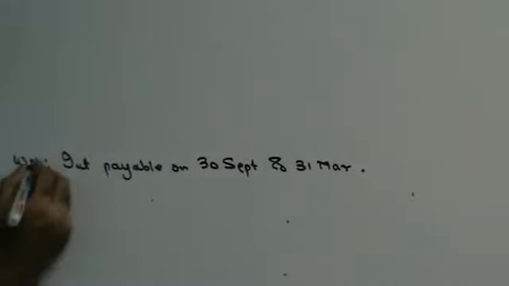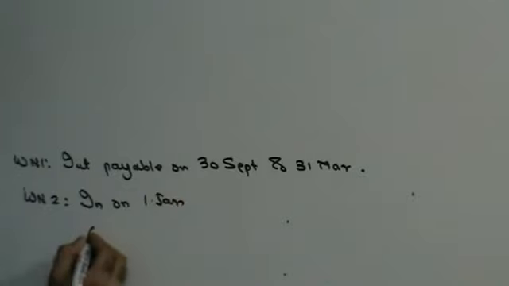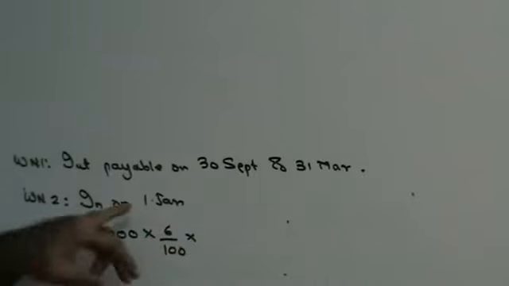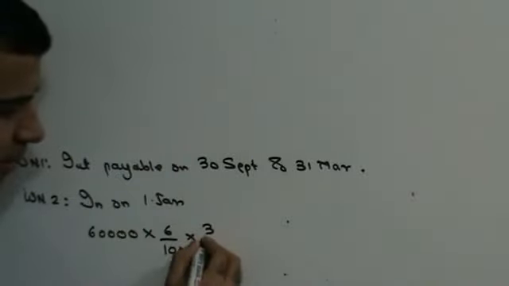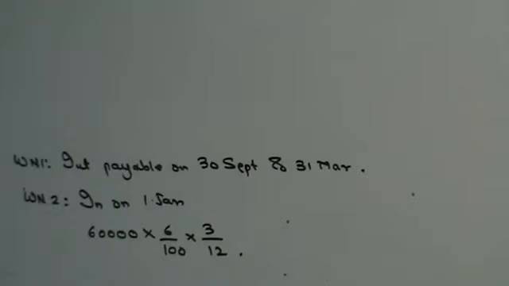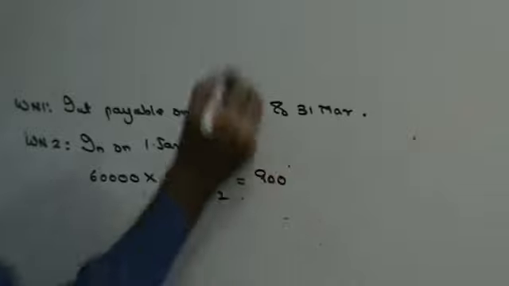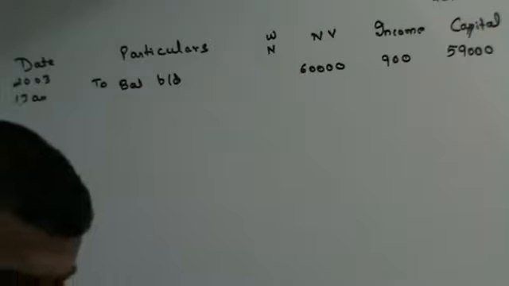Now let's see this. Working note 2. Let's calculate the interest on opening balance. Interest on 1st Jan. You have debentures of 60,000. These are 6% debentures. Now the closest previous date is 30th September, so that means 3 months. Someone please help me calculate this interest. 900. So the interest on my opening balance is 900.